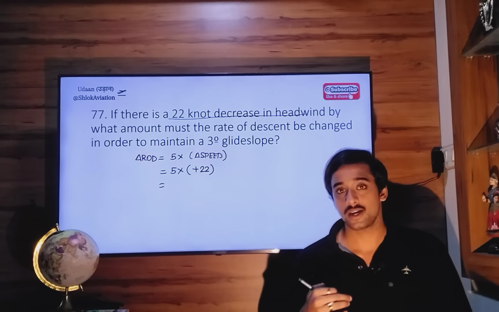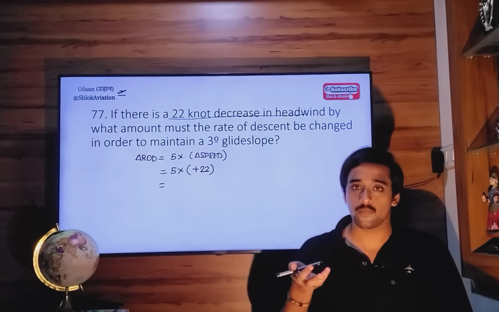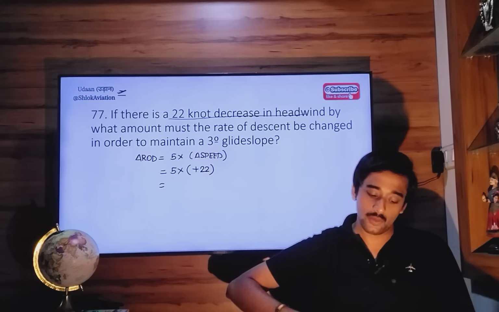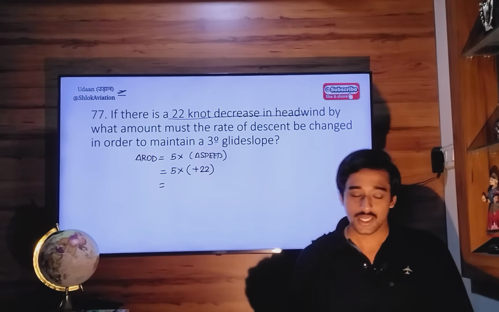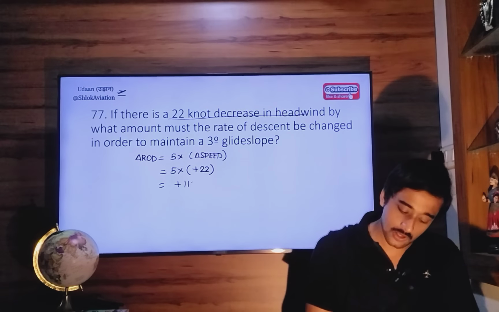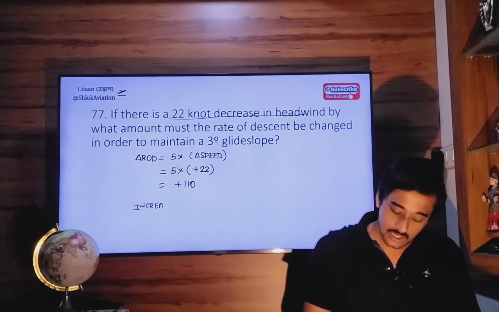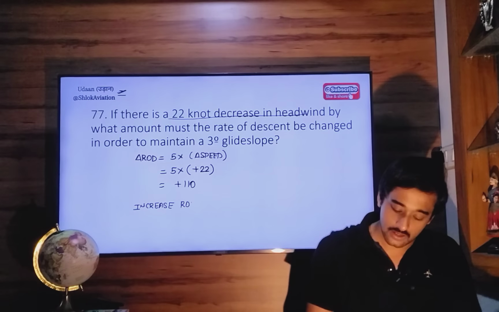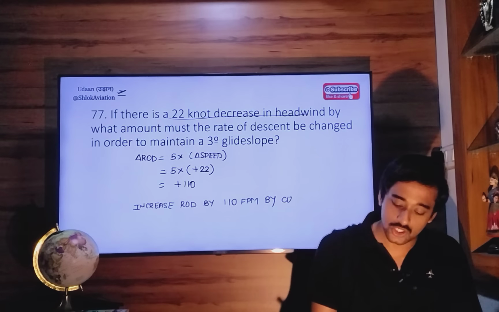A reduction in headwind component means nothing but an increase in tailwind component. So if headwind decreases, it will increase your ground speed by 22 knots. So 5 into 22 is 110. So plus 110, that means the pilot will have to deliberately increase his rate of descent by 110 feet per minute by cutting his engine power.